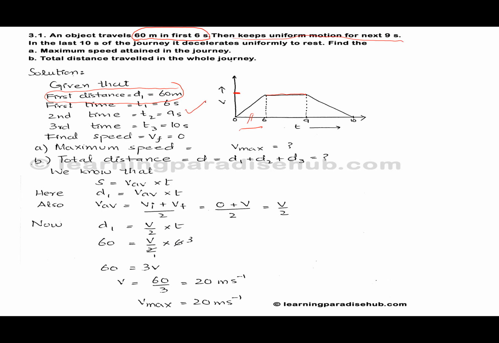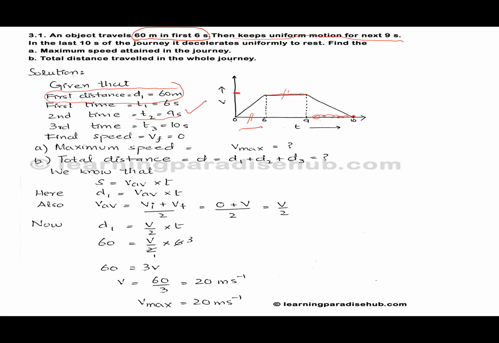Uniform motion for 9 seconds. So the time is 9 seconds, and it is written as T2. And the velocity is uniform. So we will find the distance during this journey in the last 10 seconds. This represents a duration of 1 second of the journey. It decelerates uniformly to rest.